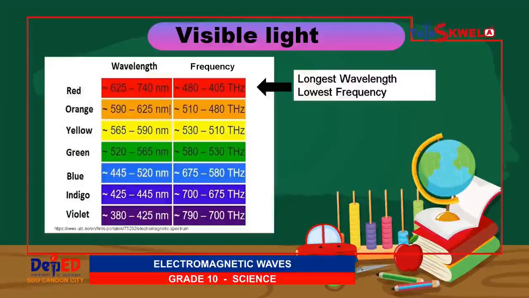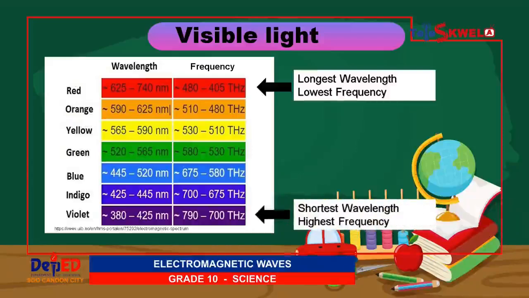Red has the longest wavelength and violet has the shortest wavelength. The shorter the wavelength is, the higher its frequency. The order of the wavelength can be remembered by the mnemonic ROY G. BIV, which means red, orange, yellow, green, blue, indigo, and violet.